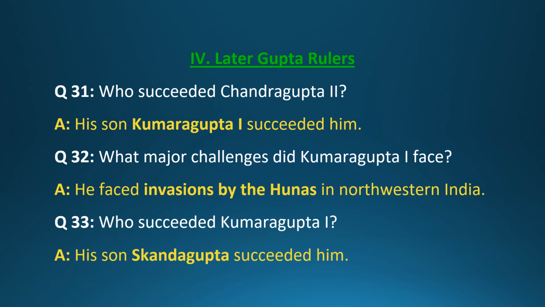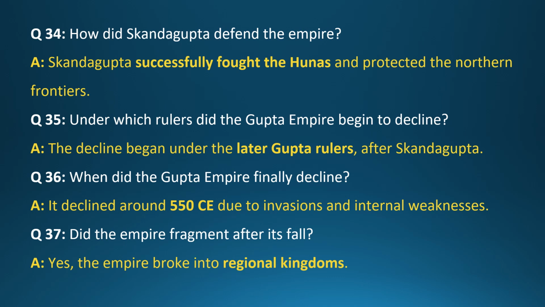Question 32. What major challenges did Kumargupta first face? Answer: he faced invasions by the Hunas in northwestern India. Question 33. Who succeeded Kumargupta first? Answer: his son Skandagupta succeeded him. Question 34. How did Skandagupta defend the empire? Answer: Skandagupta successfully fought the Hunas and protected the northern frontiers.